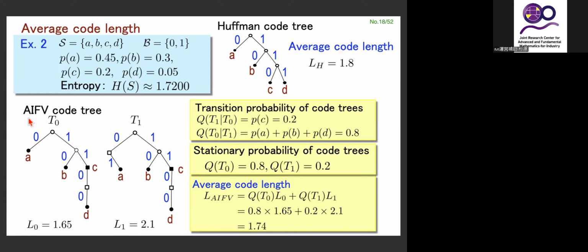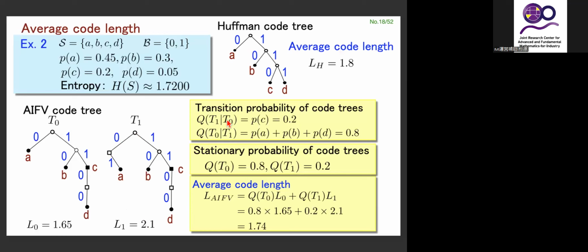On the other hand, in the AIFV code, the average code length of T0 is 1.65, which is shorter than the average length of the Huffman code, because we assign a source symbol to an internal node. However, the average length of T1, which is 2.1, is larger than that of the Huffman code, because in T1 we cannot use the path that begins with 00.